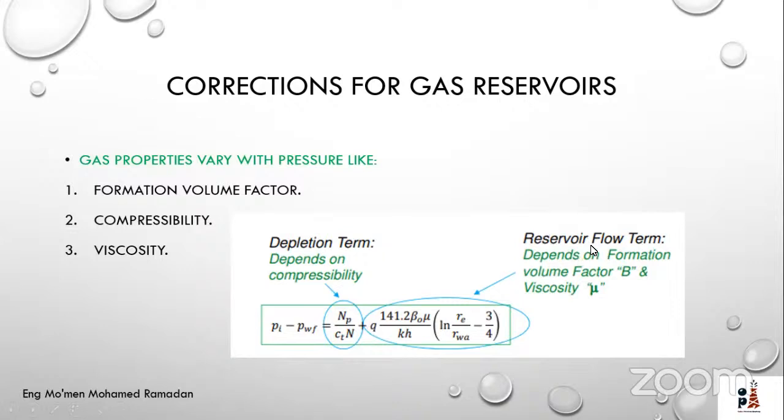And plus what we call the reservoir flow term, which, as you see, is mainly developed from the Darcy equation: blah blah, Bo, the formation volume factor, mu over kh, times ln re over rw minus 3 over 4. So as you see, the depletion term depends on the compressibility, and the reservoir flow term depends on the formation volume factor B and the viscosity mu. This is a very important equation that we use in RTA. As you see, this one was developed for an oil reservoir.